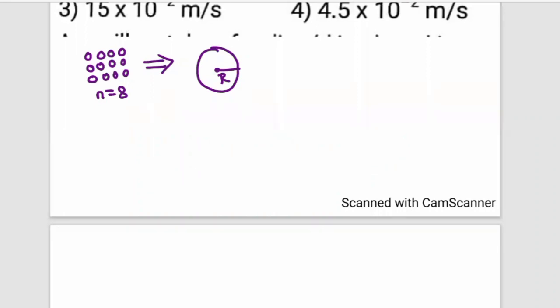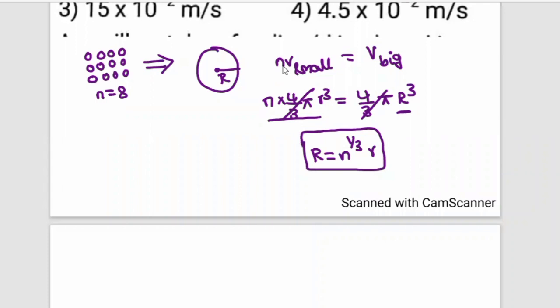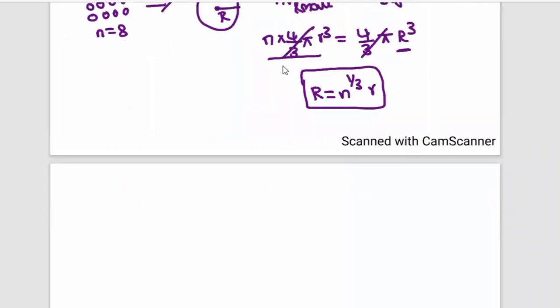The amount of volume will be the same. So n into the volume of a small drop is equal to the volume of the bigger drop. We take n into 4/3 pi into small r cube is equal to 4/3 pi into capital R cube. This is the bigger body radius, these are the small body radius. 4/3 pi gets cancelled. You are going to get capital R is equal to n power of 1/3 times the small r. Then we know the terminal velocity and radius relation.